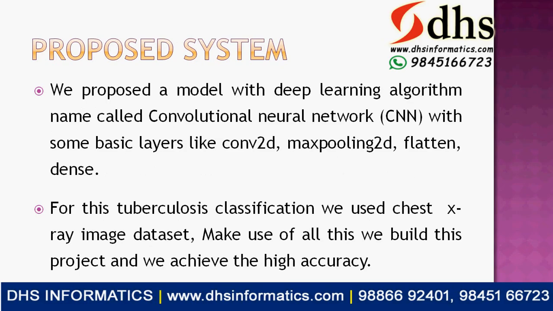Proposed system. We proposed a model with a deep learning algorithm called convolutional neural network, simply CNN, with some basic layers like convolutional 2D, max pooling 2D, flatten and dense layers. So this is the neural network. For the tuberculosis classification we used an X-ray image dataset. Making use of all this, we built this project and achieved high accuracy.